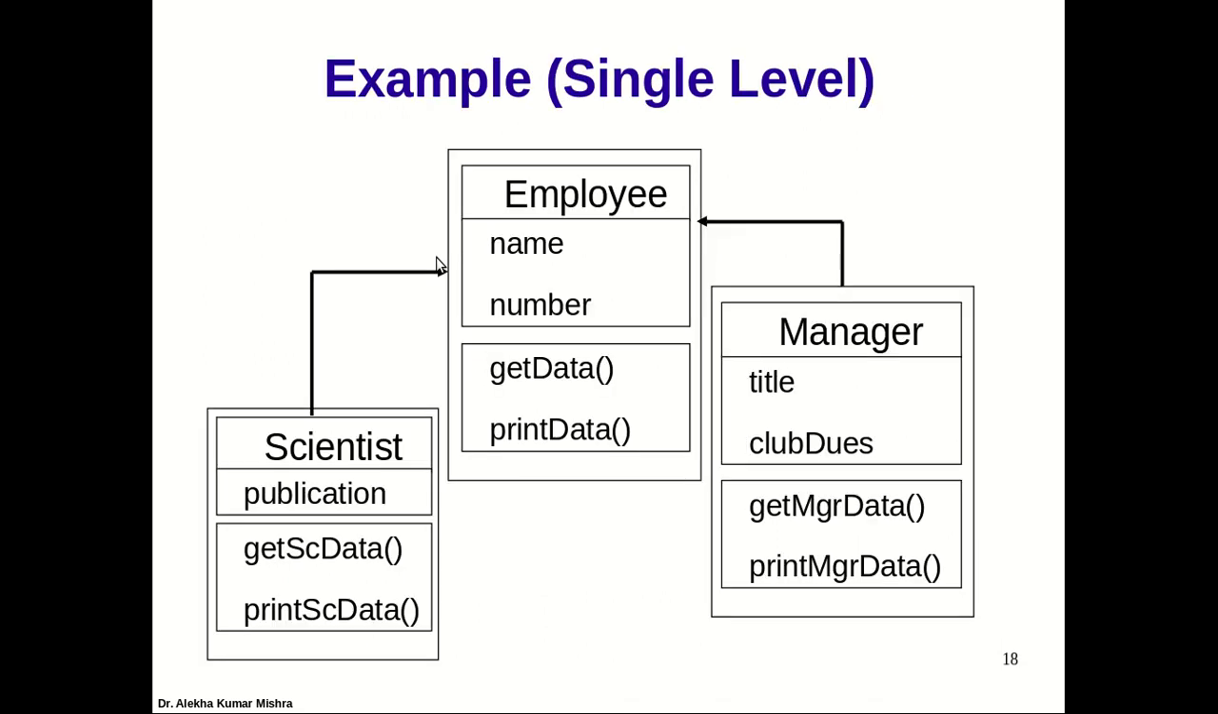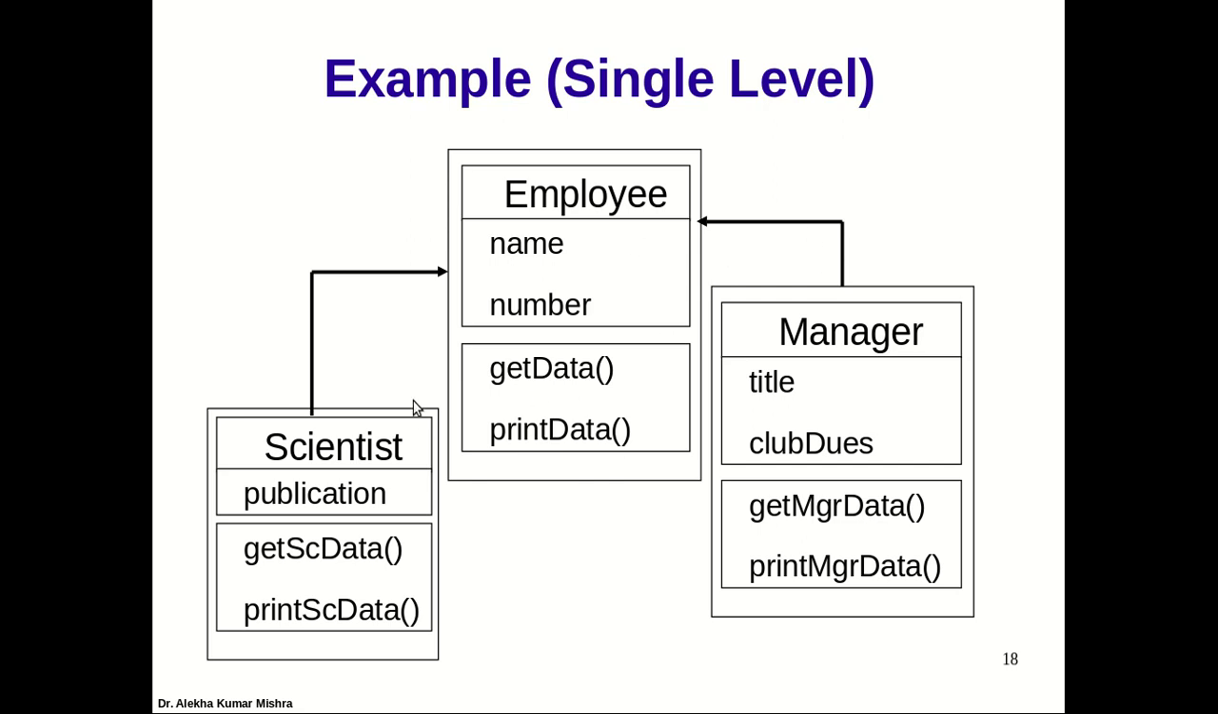So here is an example of single level inheritance. Employee is the base class or the superclass. The diagram shows that this part is the data members. Employee has a name, employee has a number, and these are the member functions of the employee: get data, print data. Scientist and manager are a type of employee, an "is a" relationship. So both are derived from the class employee.